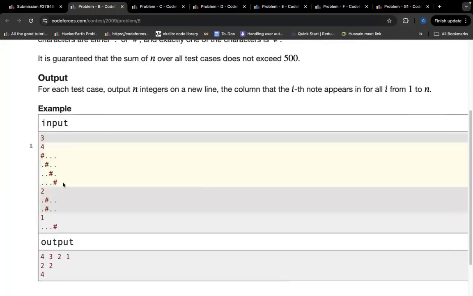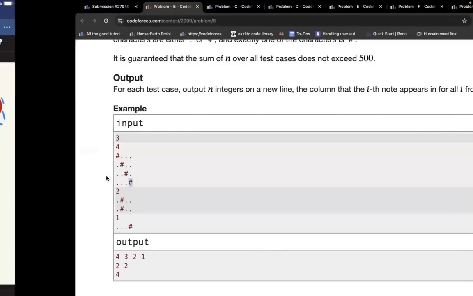If we look at this particular grid, you can see that in the last row, it appears in the fourth column. So we print 4. In the second last row, it appears in the third column. So we print 3. In the second column, it appears in 2. So we print 2 and then we print 1. So we have to process from the last row up to the first row, and wherever this hash occurs, we have to print its index.